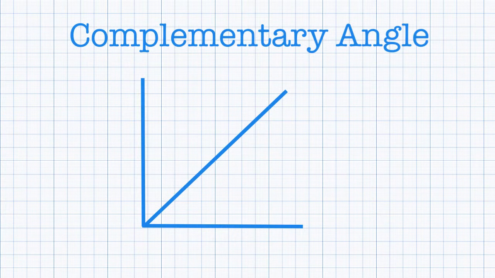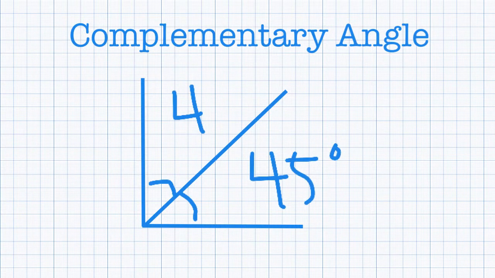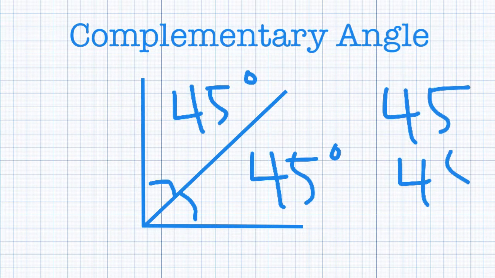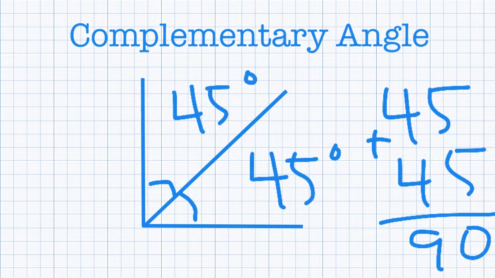Another angle is called the complementary angle. So a complementary angle, as you can see in the diagram, is the sum of two acute angles. So this would be an acute angle, and this is an acute angle. So these acute angles will make up the sum of a right angle, which is 90 degrees. So for example, this could be 45 degrees, and this could be 45 degrees. And 45 plus 45 would equal 90.